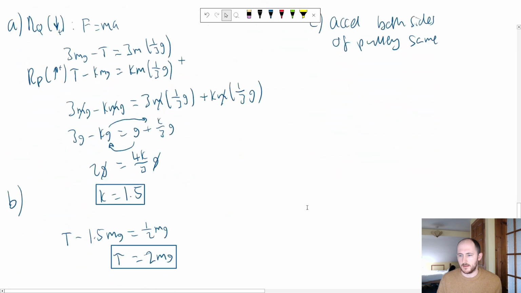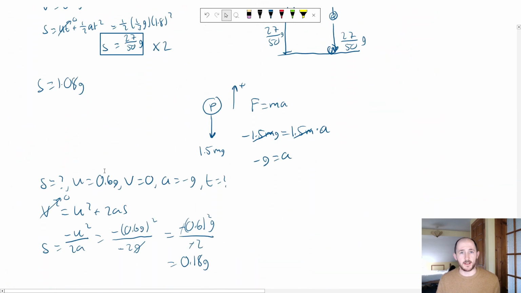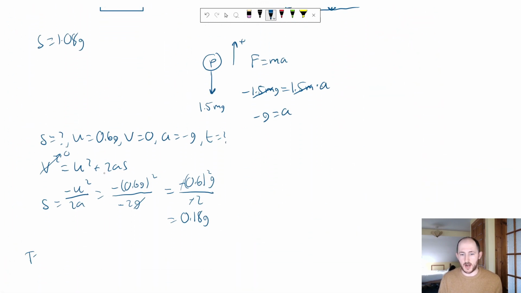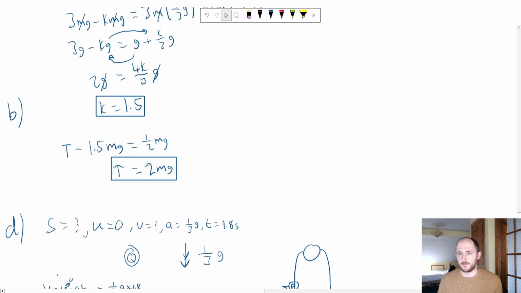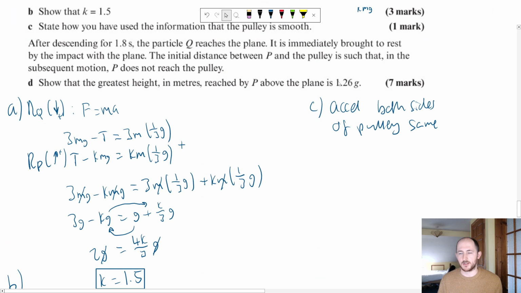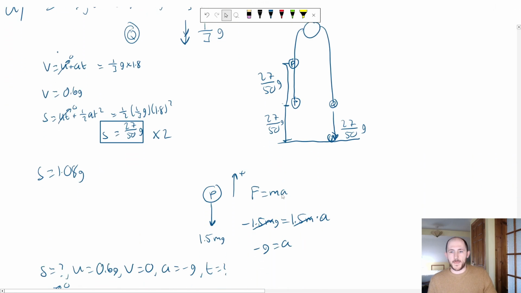And okay, that works perfectly, because if you notice now, the total height, or the max height, is 1.08 g plus 0.18 g, which gives us the 1.26 g that they were talking about earlier. 1.26 g. Now, here's where the mistakes would obviously be made: the timesing this by 2.